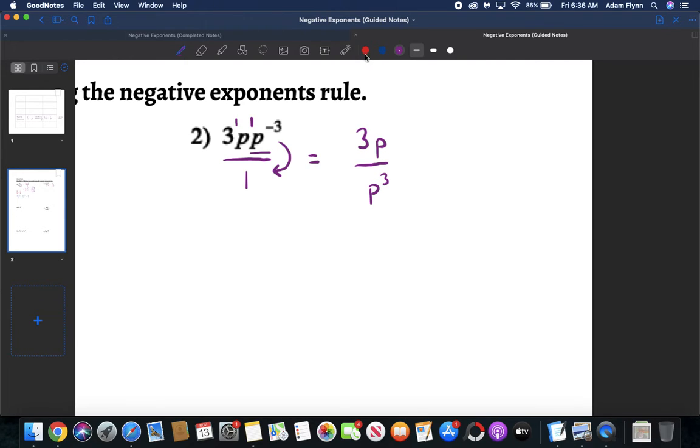Okay, at this point, I've got a quotient rule problem. So for big numbers, I've got a big 3, and there's no numbers down bottom, so I can put a placeholder, which is 1. So I know in my final answer, I'm going to have a 3 upstairs and a 1 downstairs. And for my p's, I have 1 p upstairs, 3 p's downstairs.